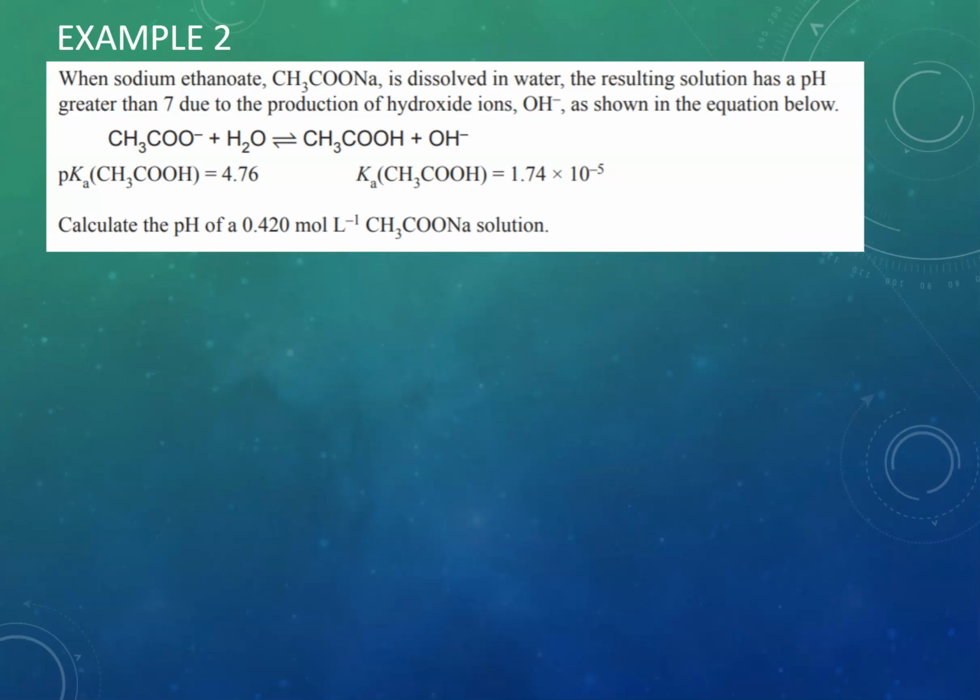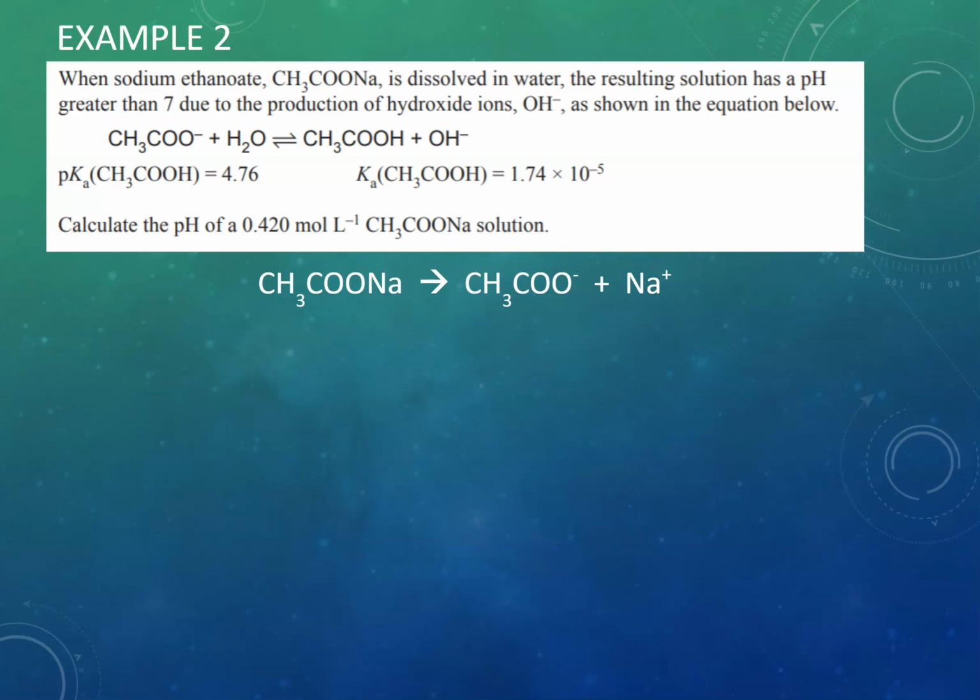So, this is a base. You know it's a base because they've told you that you're producing hydroxide ions, and it's got a pH greater than 7, so it must be a base. Now, you can work this out from the Ka directly, but I'm going to go via Kb. But first I'm going to write my equation.